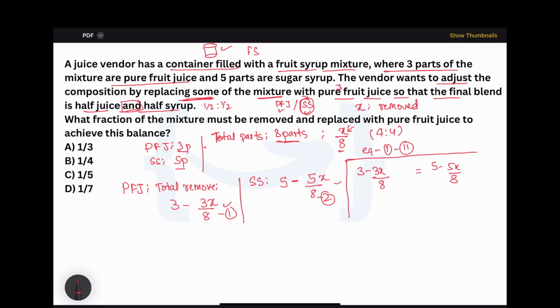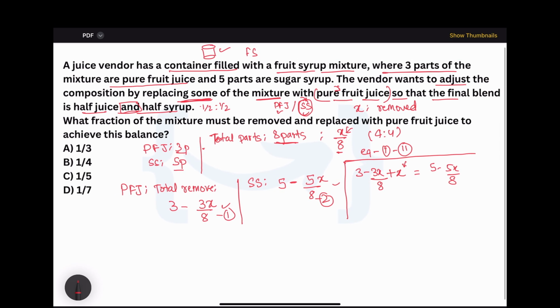Now you may say, Aditya, why have you left this much space? Because if we remove something from my sugar syrup, to make it balance, I need to add X amount of pure fruit juice as well, because the question says adjusting the composition by replacing some mixture with pure fruit juice. So I added X amount on the pure fruit juice side. Clear? Now you need to equate it and find the answer. Finding the answer would be very easy, because for 8 you just need to find the LCM. What will be the LCM? 8 times 3 is 24. So 24 minus 3x plus 8x is equivalent to 40 minus 5x. Now 8 will go away.